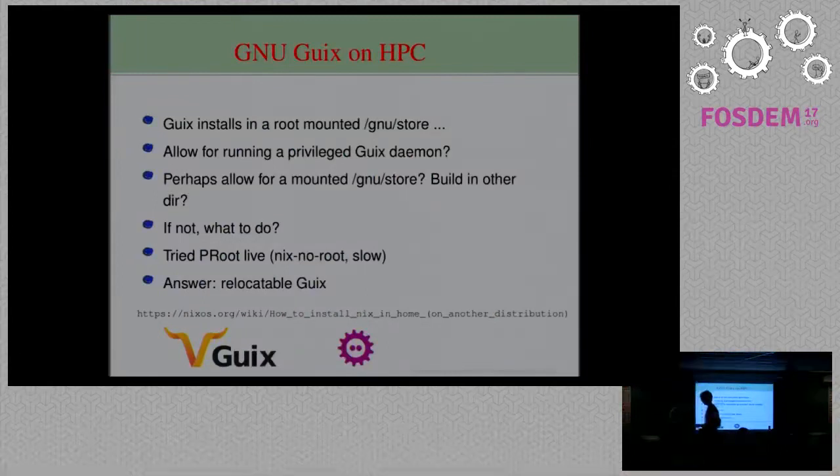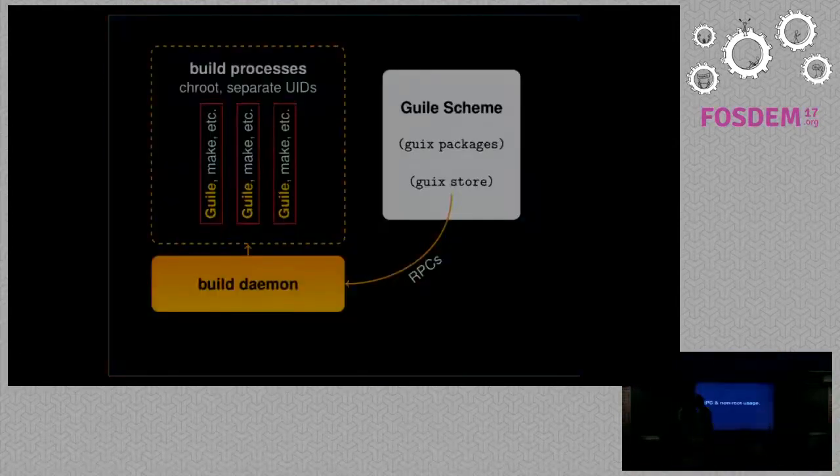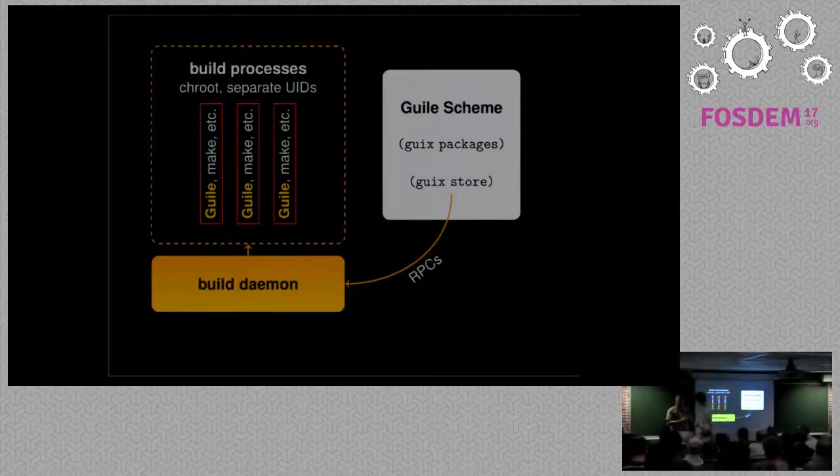Oh, okay. So just one last thing. I was talking about isolated build environments, right? And essentially we have a build daemon here, and that's what provides isolated build environments. But that daemon needs to run as root, which is a source of problems on HPC machines where you cannot have this daemon running as root. Right, and I have a solution.